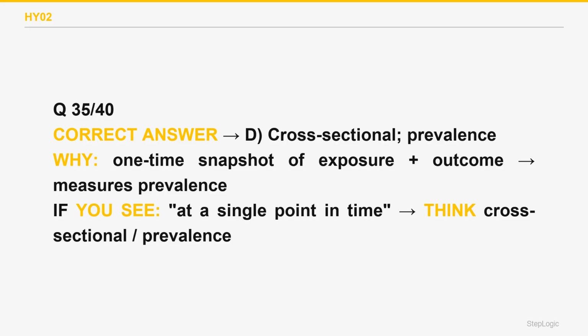A cross-sectional study cannot measure incidence because incidence requires following a disease-free group over time to count new cases. Choice E wrong. Measuring incidence would instead require a cohort design with longitudinal follow-up, not a one-time survey. Choice A wrong. A single-time snapshot is cross-sectional and measures prevalence.